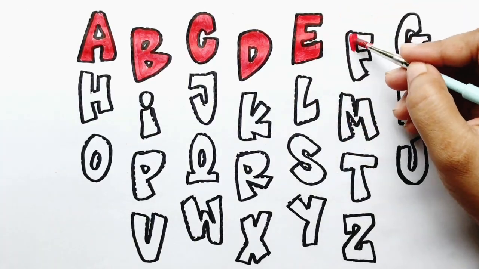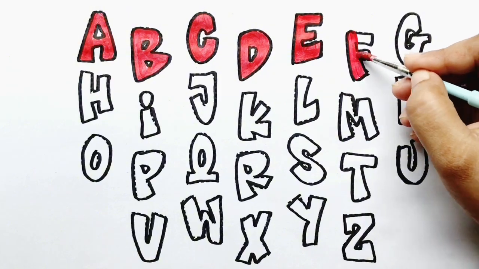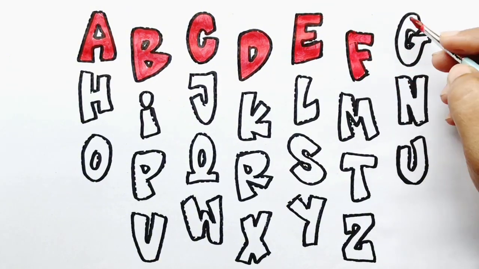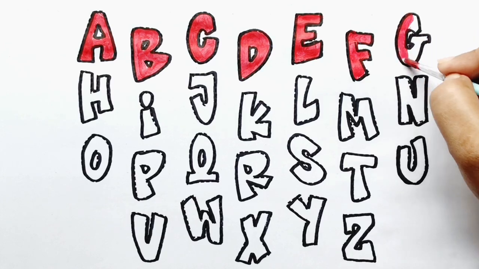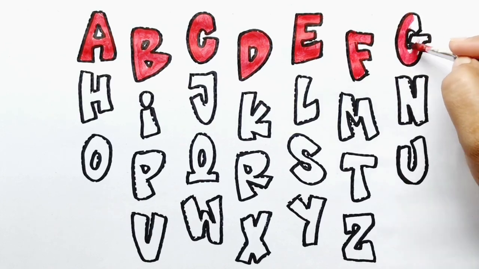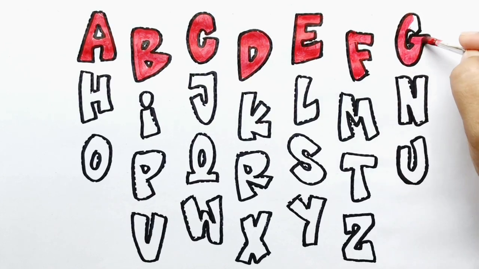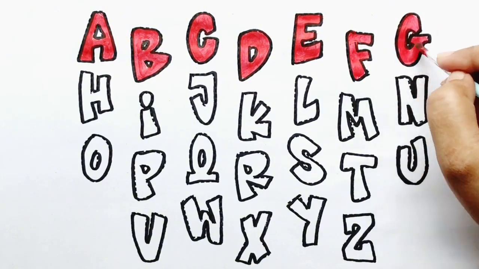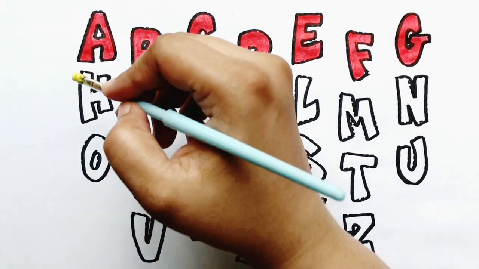F for fish. G for grass. Now I know my ABCs.